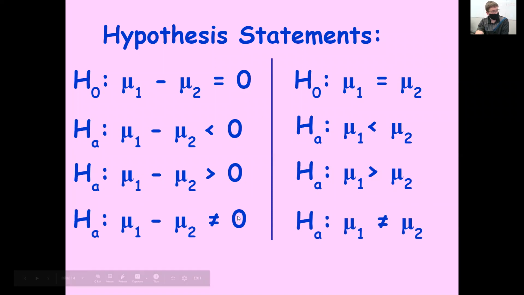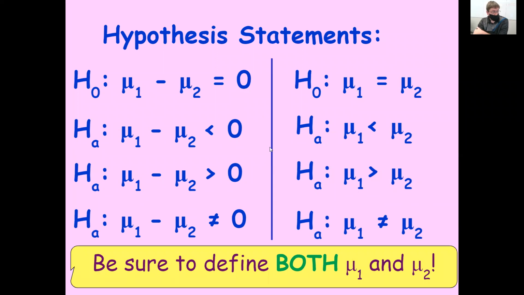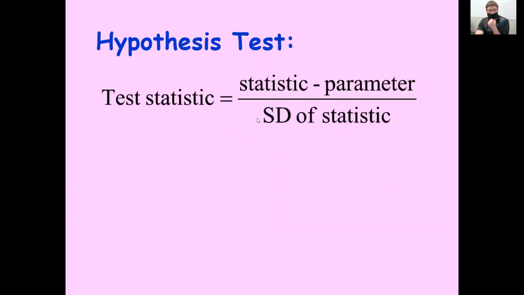This is kind of what's going on behind the scenes. Be sure to define both of them. So what does average 1 and average 2 stand for? Okay, so make sure you tell everybody that like we did before. So there's going to be 2 sentences.